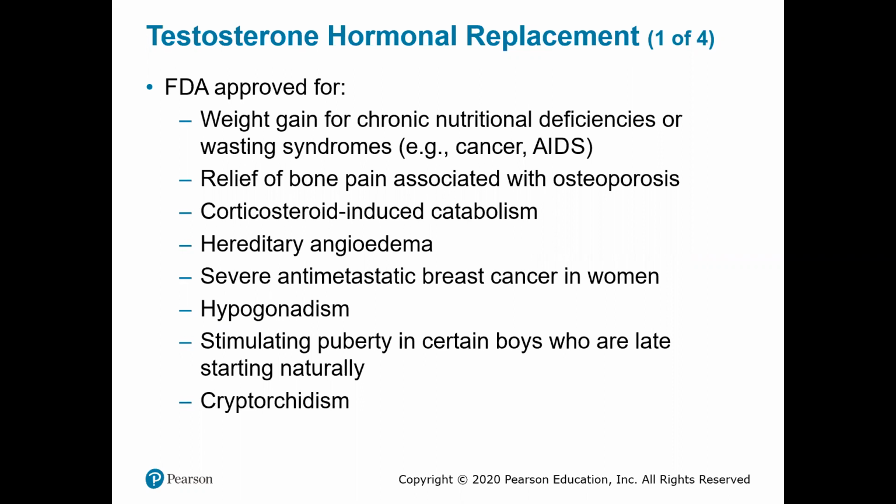It's also been approved for the relief of bone pain associated with osteoporosis and corticosteroid-induced catabolism, as well as hereditary angioedema and severe anti-metastatic breast cancer in women. It's been approved for hypogonadism and stimulating puberty in certain boys who are late starting naturally, as well as cryptorchidism, which is a failure of one or both testicles to descend.